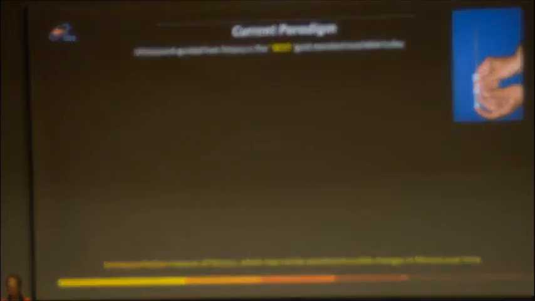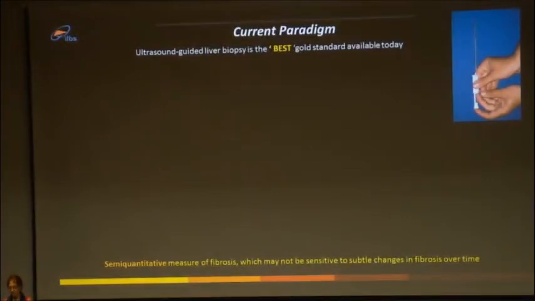Like I said, ultrasound guided liver biopsy has been called the best gold standard which is available today. Just having a look at this needle here would tell you how willing a patient would be to get a liver biopsy done. If we need to get it done, we would be very apprehensive about it, and all of us would want to go in for a non-invasive marker for that. The sampling bias also, of course, limits the applicability of the method, and even then, it is a semi-quantitative measure of fibrosis, which is what Dr. Archana had talked about last time.